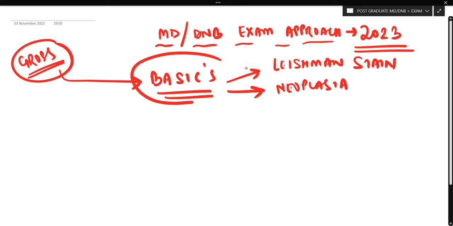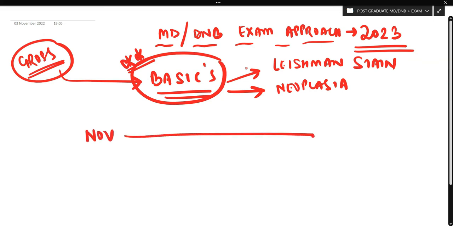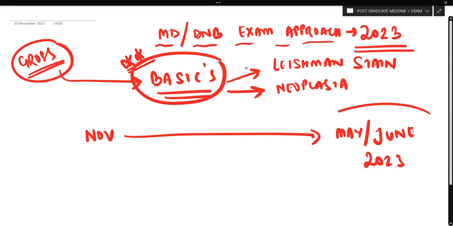So what is very important is that you don't have to try a lot of new things. You have to keep your basics very strong. For passing your MD exam, what is going to help you is to master the basics. You don't have to go for anything new at this point of time. Right now it is November, and mostly you will have your exams in the month of May or June 2023, if I'm not mistaken.